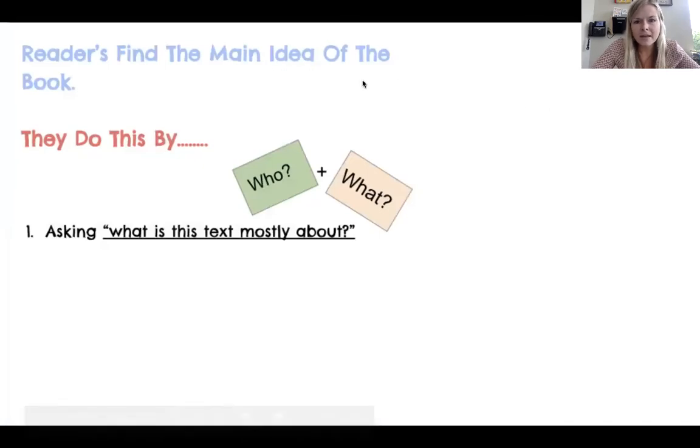So readers find the main idea of the book. They do this by first asking what is the text mostly about, that who and that what. This is what we've learned so far.